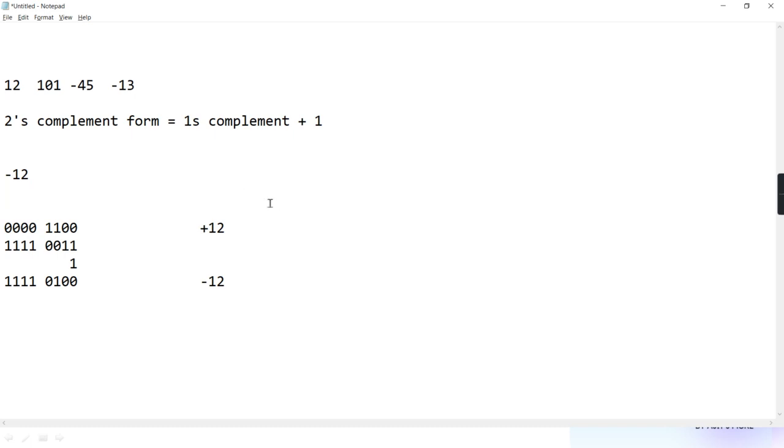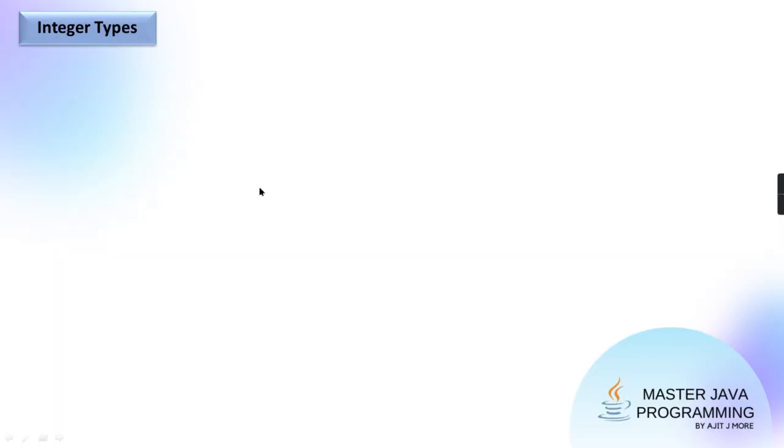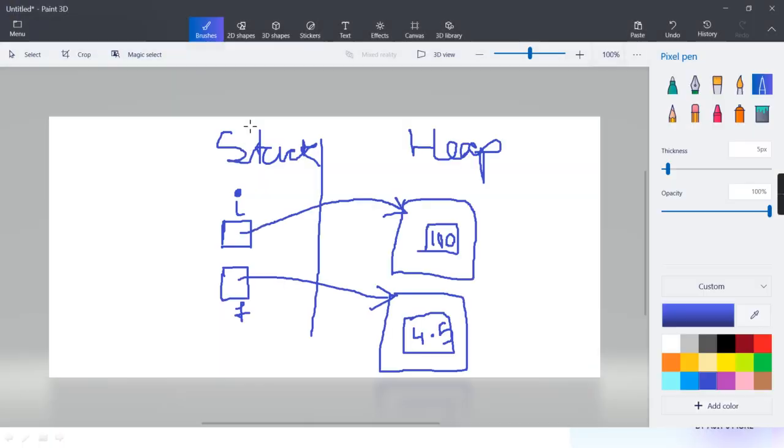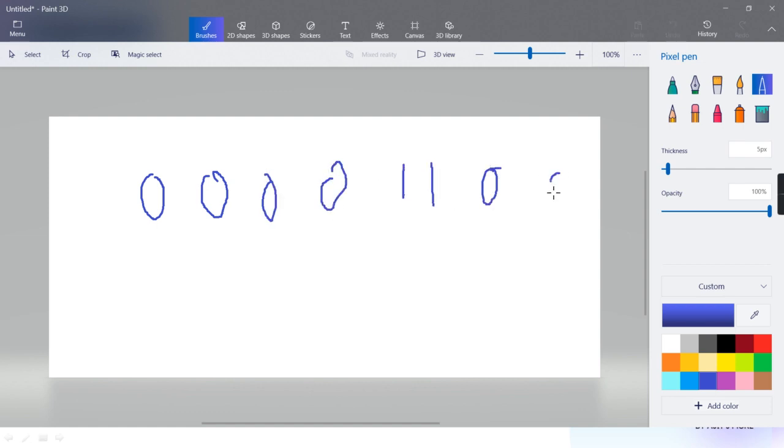What you can do is, in your positive number, from LSB, see here, this is your positive number. Hear carefully, all of you. If you are attending, you are hearing me carefully, because those who are not interested, they don't join. Right or no? 0, 0, 0, 0, 1, 1, 0, 0. This is your positive 12.